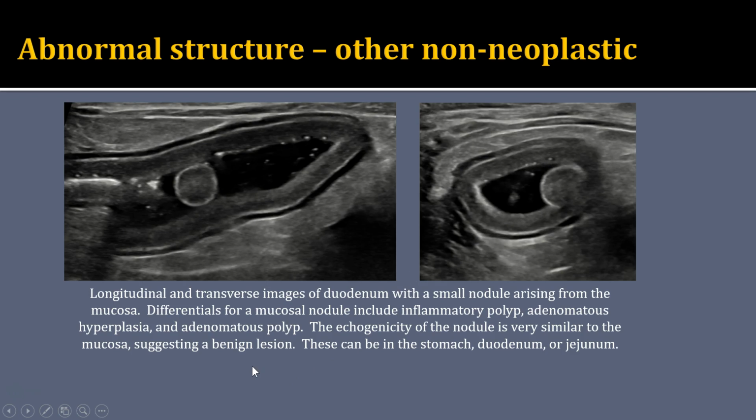And when we identify these, they may be inflammatory polyps, or they can be adenomatous hyperplasia or adenomatous polyps. The kind of appearance looking like the mucosa suggests that it's benign. They can happen in the stomach, duodenum, or jejunum.